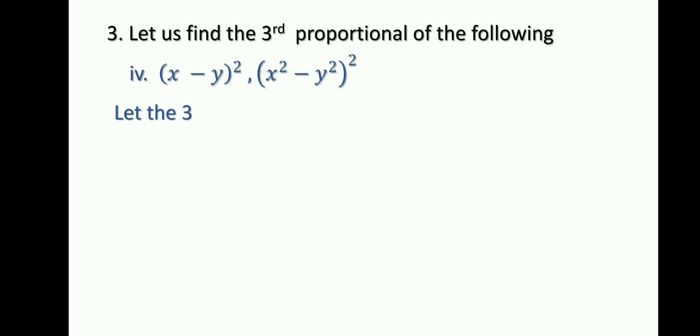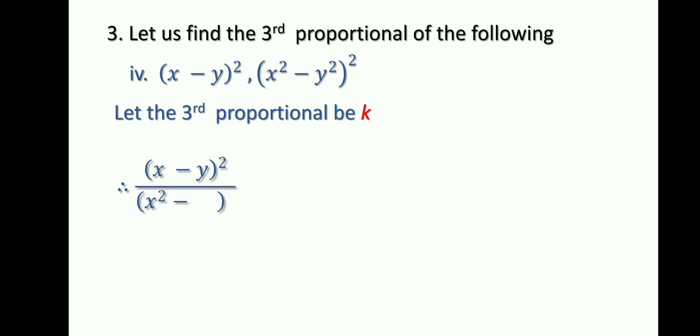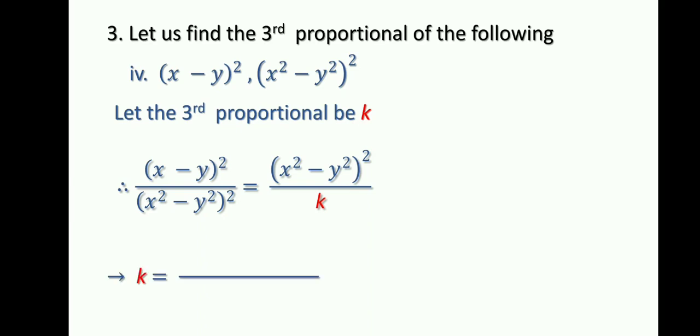So let's start by saying let the third proportional be k. So we can write this a by b is equal to b by c. That is how we are writing it. We cross multiply. I hope everybody understands the cross multiplication. k has gone to the numerator on the left hand side and everything else has got cross multiplied. So this is what we had.